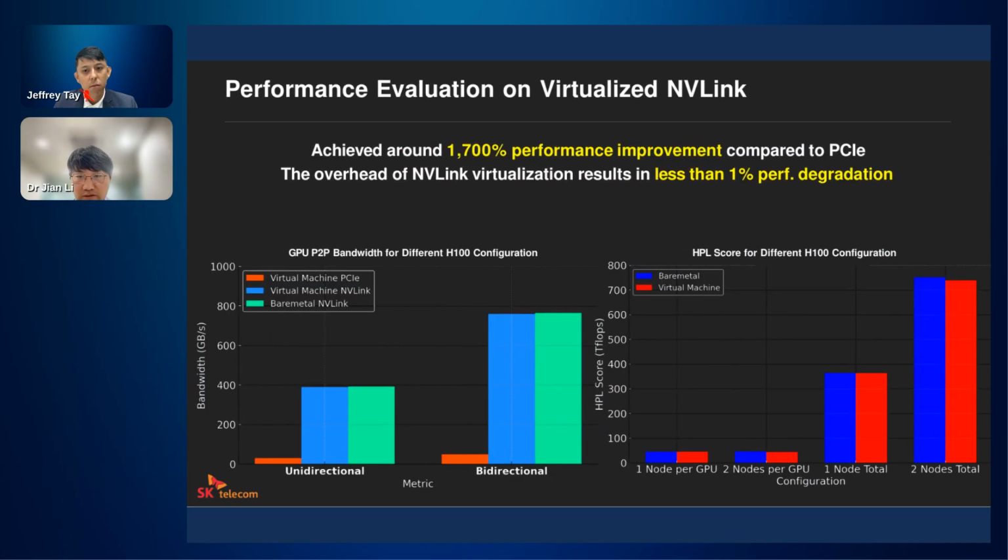We ran the NCCL peer-to-peer bandwidth test and the high-performance Linpack HPL benchmark on both bare-metal H100 HGX nodes and the virtual machine created by Petasus. By virtualizing NVLink and enabling GPUDirect RDMA (GDR), the VM achieved NVLink-level throughput, and the P2P bandwidth bars for VM NVLink and bare metal are essentially overlapping, with HPL scores virtually identical. Overall, we observed around 1,700% performance improvement over PCIe, and the overhead introduced by NVLink virtualization is less than 1%.